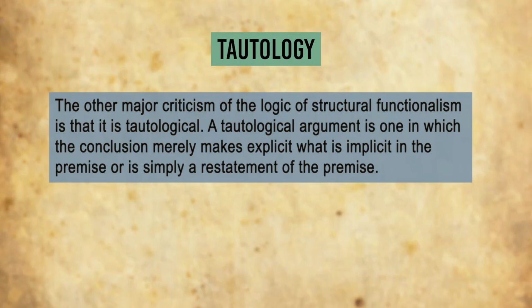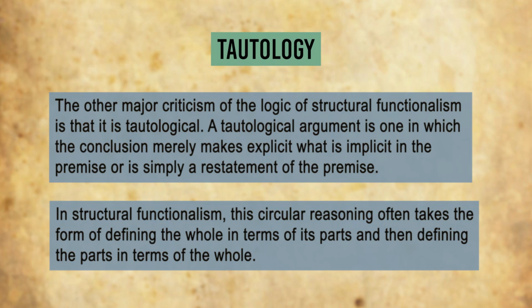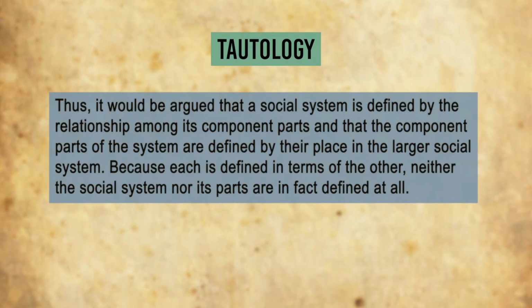Tautology. The other major criticism of the logic of structural functionalism is that it is tautological. A tautological argument is one in which the conclusion merely makes explicit what is implicit in a premise, or is simply a restatement of the premise. In structural functionalism, the circular reasoning often takes the form of defining the whole in terms of parts and then defining the parts in terms of the whole. Thus, it would be argued that the social system is defined by the relationship among its component parts, and that the component parts of the system are defined by their place in the larger social system. Because each is defined in terms of the other, neither the social system nor its parts are well defined.